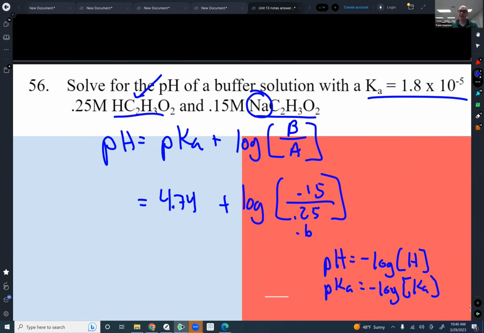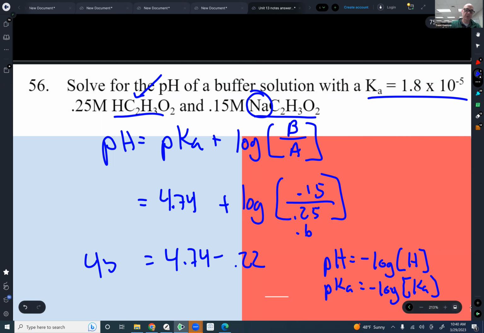Now notice what happens here. It becomes a negative. So I've got 4.74 minus 0.22. That's going to be equal to our pH. So 4.74 minus 0.22, and I get 4.52 as my new pH. So it just slightly changes it from where it would be.